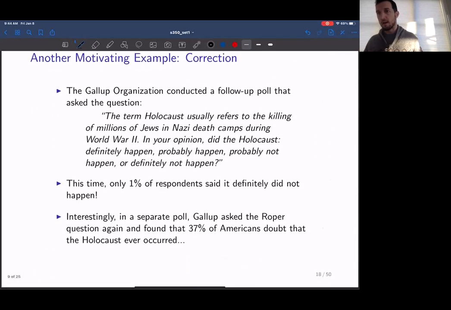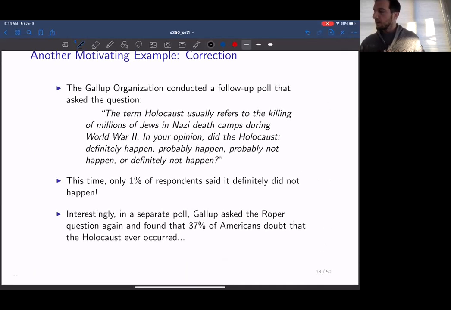Now, to show that this was an error in the question, another organization called the Gallup organization conducted a follow-up poll. And their question was, the term Holocaust usually refers to the killing of millions of Jews in Nazi death camps during World War II. So they define the event. In your opinion, did the Holocaust definitely happen, probably happen, probably not happen, or definitely not happen? This time, only 1% of respondents said it definitely did not happen. Okay, so this is a drastically different result than what we saw on the first page. And the difference again here is really just the clarity of what is being asked.